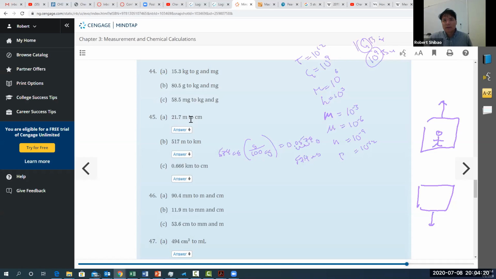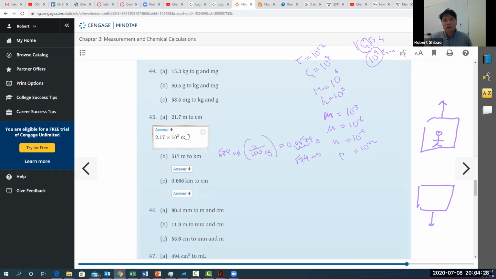Meters to centimeters, that's easy. They're more centimeters. Centimeters smaller, so 100 more. So move the decimal 2 over here. Scientific notation. I would have just written in decimal form. Kilometers are bigger, so this we're going to make it smaller. So we'll move it 3 over, 0.517.